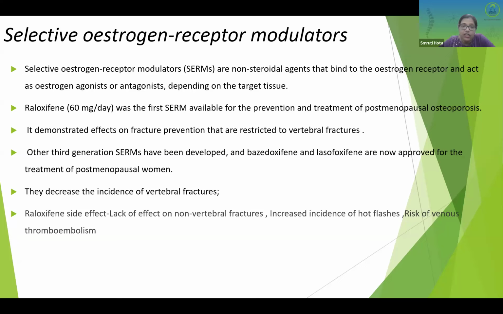Since then, newer third generation SERMs like bazedoxifene and lasofoxifene have been developed and approved. They have shown reduced vertebral fracture and non-vertebral fracture also. But there are side effects, like hot flushes, a heightened risk of venous thromboembolism, and no significant reduction in non-vertebral fracture. Despite these limitations, it is beneficial in women with postmenopausal osteoporosis, and along with bone, they may benefit patients who have risk associated with hormone replacement therapy.